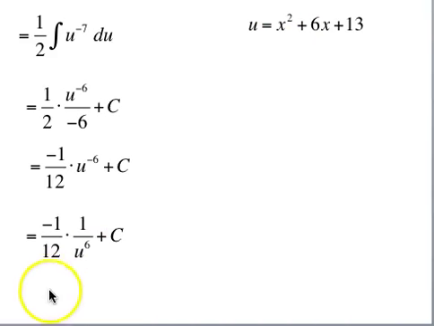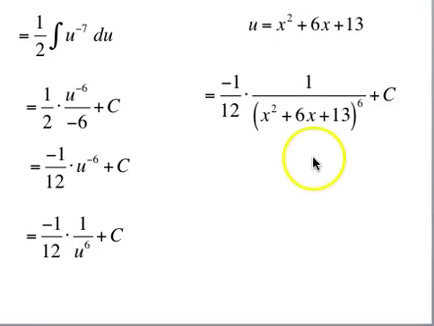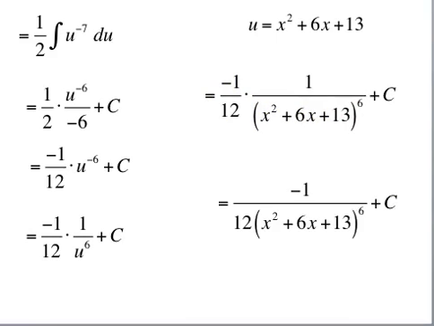And then we'll make the substitution in for u. U is x squared plus 6x plus 13. So we get negative 1 over 12 times 1 over x squared plus 6x plus 13 to the 6th power. And just making this a little cleaner, multiplying the fractions on top, negative 1 times 1 is negative 1. 12 times all this on the bottom is all on the bottom. And that's our answer to that question.